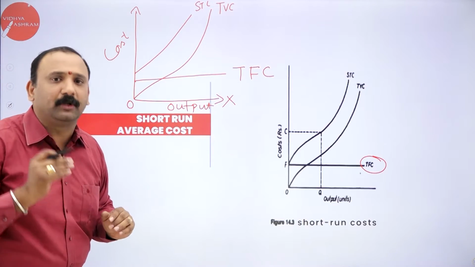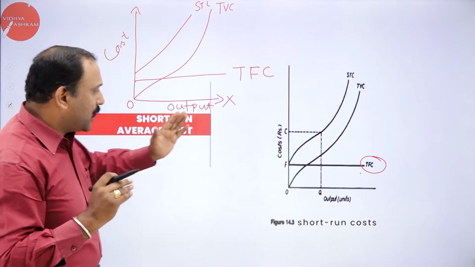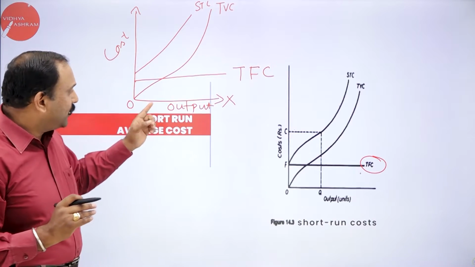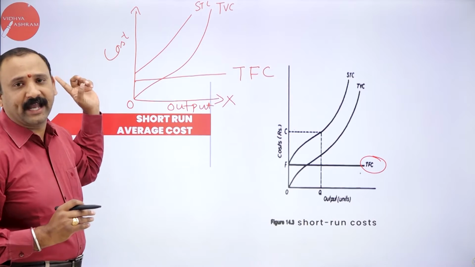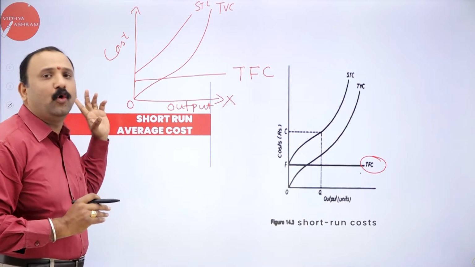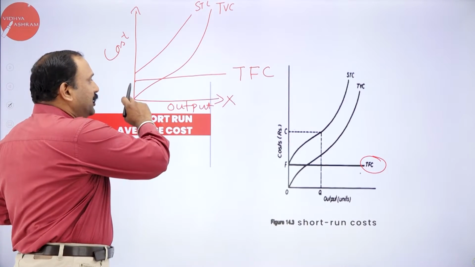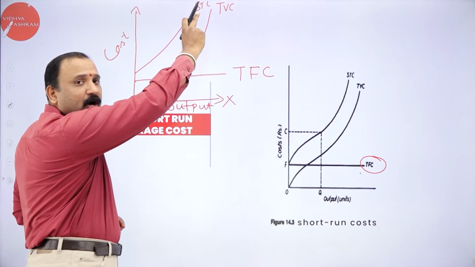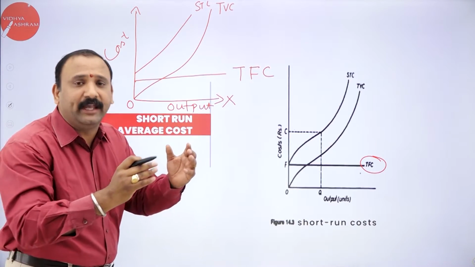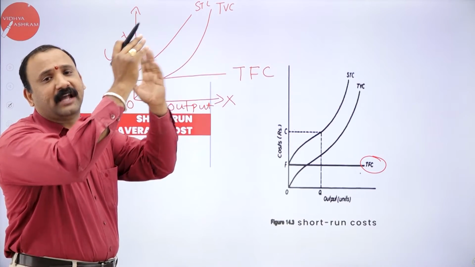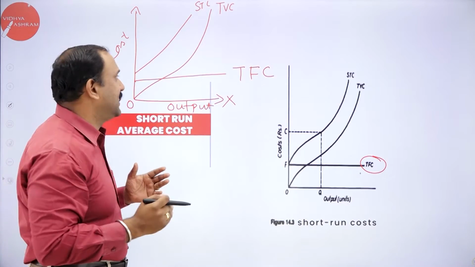Let me just try to repeat it again for you. We are going to draw a graph with output on the x-axis, cost on the y-axis. This is the origin O. At the first level, you will draw a line for total variable cost, which tends to increase over a period of time because you have started manufacturing.